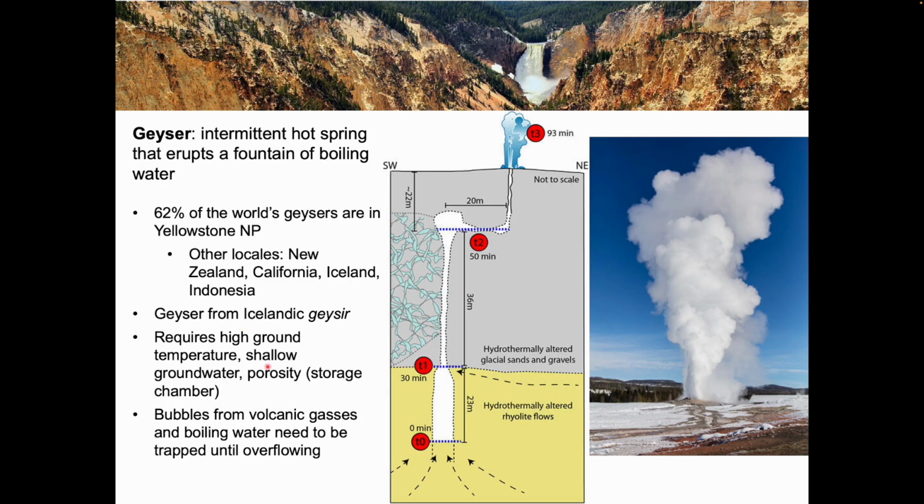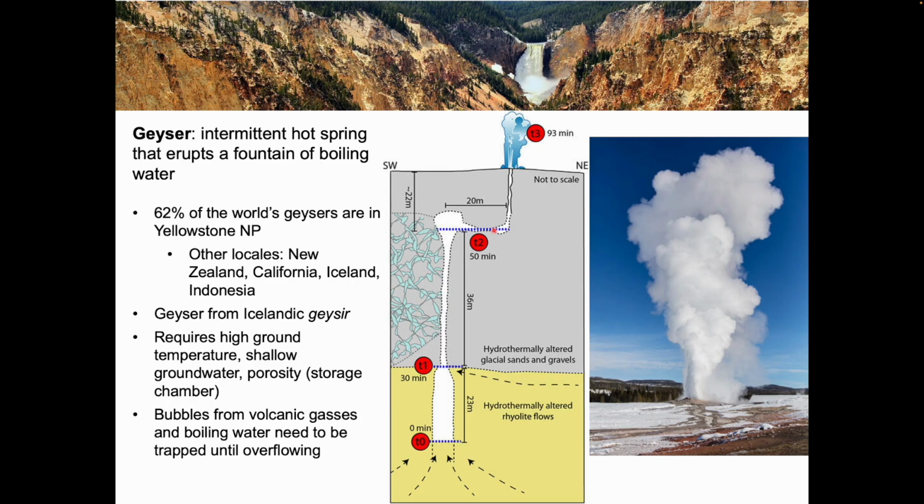Geysers always require a very high ground temperature. They require very shallow groundwater and high porosity, or a storage chamber for steam and boiling water to accumulate. The bubbles from these volcanic gases escaping from cooling rhyolite flows and the underground magma chamber need to be trapped until that boiling overflows the storage area and it erupts. Old Faithful's system just happens to refill very quickly and very predictably. It is not particularly unique among geysers for being either highly predictable or highly regular.